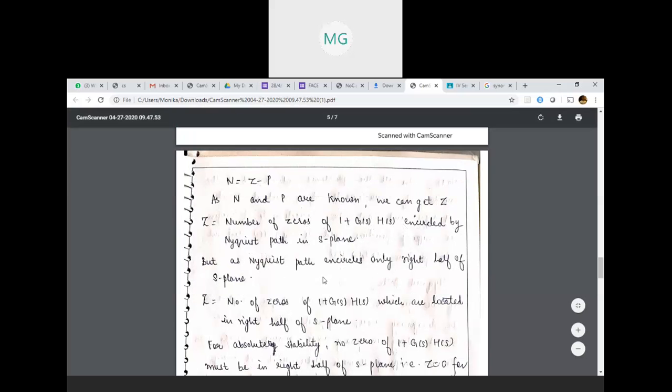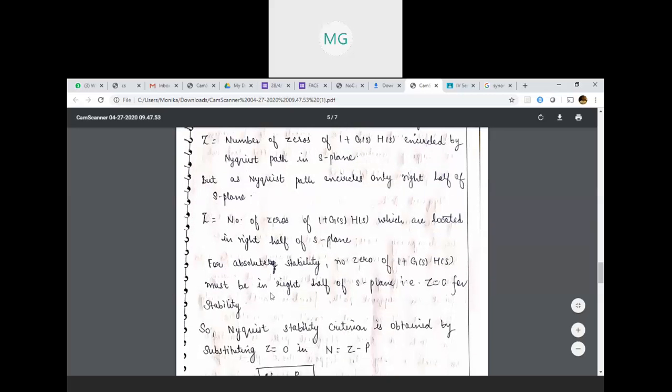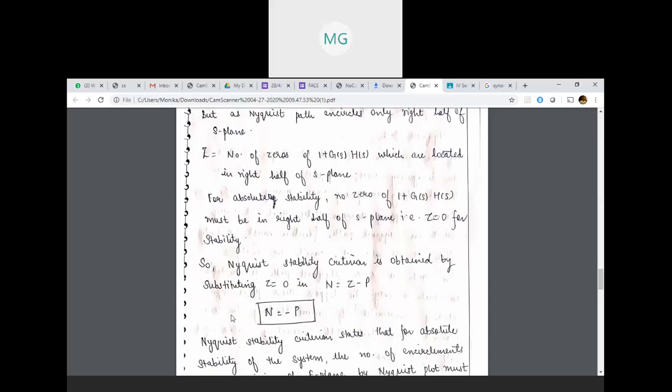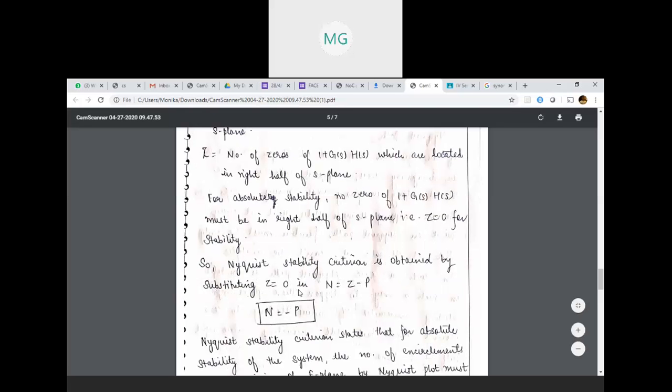But as the Nyquist path encircles only the right half of the S plane, Z is the number of zeros of 1 plus G into H which are located in the right half of the S plane. For absolute stability, how many zeros should be there in the right half of the S plane? Not a single zero, right? All the zeros should be in the left half for stability. So for absolute stability, no zero should be in the right half of the S plane. That means the ideal value of Z should be zero for stability. So the Nyquist stability criterion is obtained by substituting Z equal to zero in this equation. So you get N is equal to minus P.